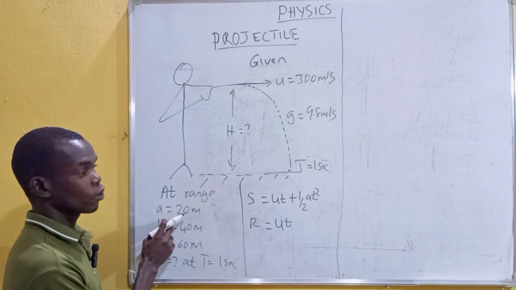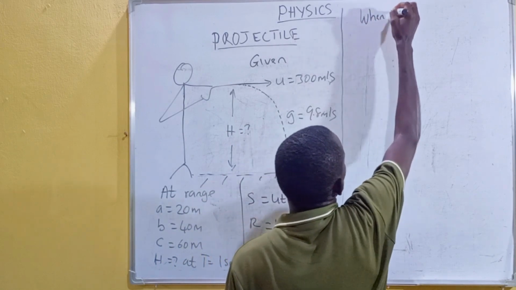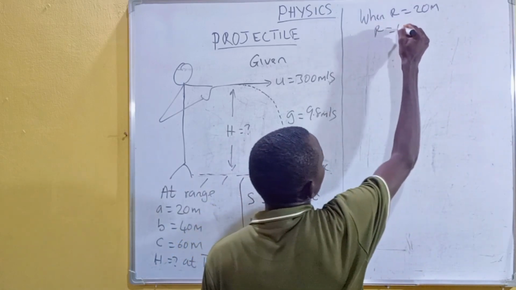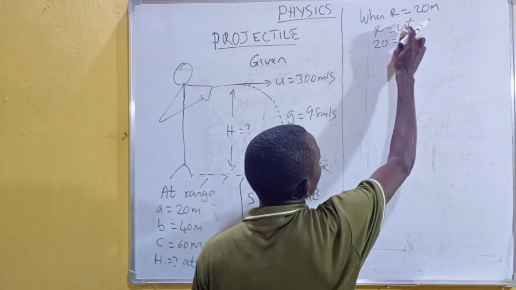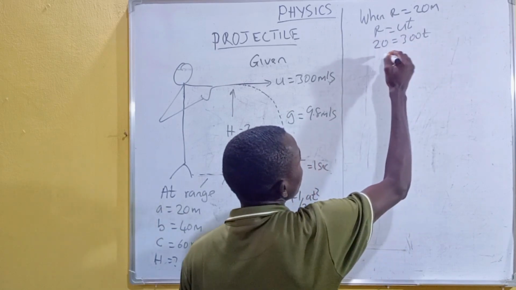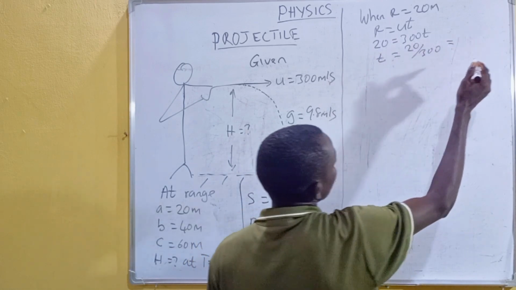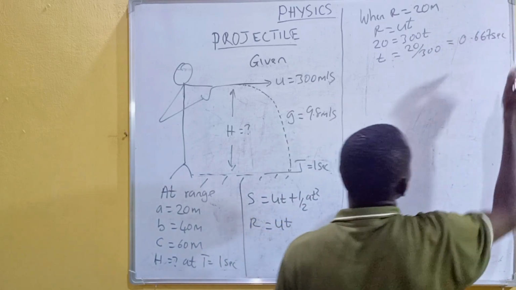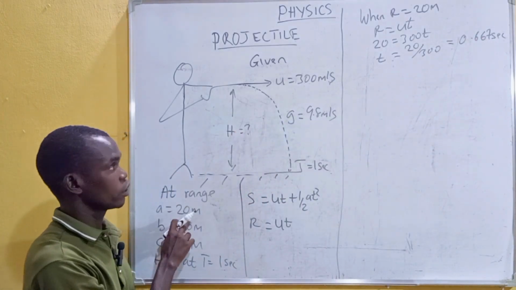So let's look at when the range is equal to 20 meters. When range equals 20 meters, range is equal to ut. So 20 is equal to the horizontal velocity 300 times the time. If we make the time the subject of the formula, we have 20 divided by 300, which is equal to 0.667 seconds. With this, we can calculate the height for this range.